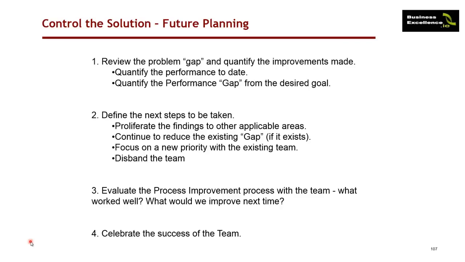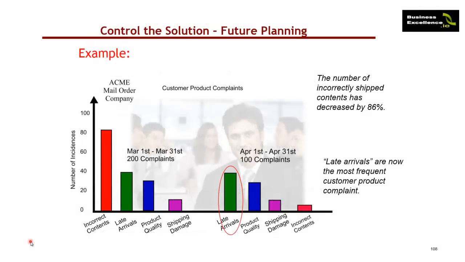We should also look at what worked within the team, what worked well, and what we should improve in the future. And it's also important to celebrate the success of the team. In the case study, what we found was that incorrect contents was the biggest problem during the initial period. Late arrivals at this stage is now the biggest problem because the number of incorrect contents has been reduced by 86%. So it would make sense at this stage to focus on late arrivals and drive down the complaints to do with late arrivals.